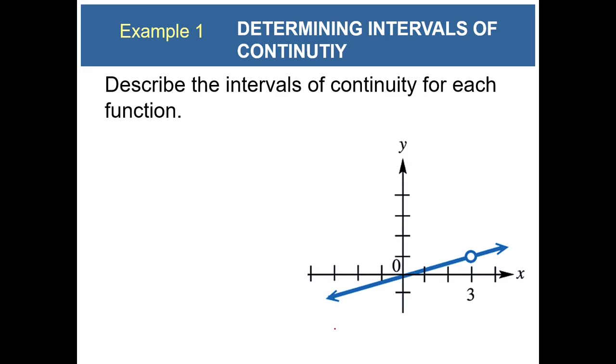Describe the intervals of continuity for each function. In this graph, it is different because we have a gap in our graph. This gap is known as a hole. It is a spot where there's a jump in the graph. So the function is continuous from negative infinity to 3 union 3 to infinity because we have a hole at x equals 3.